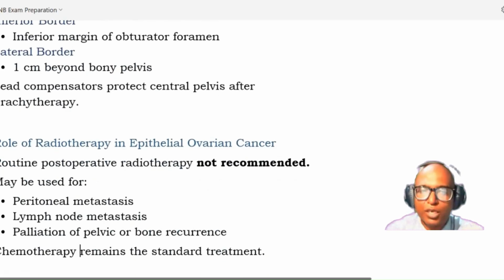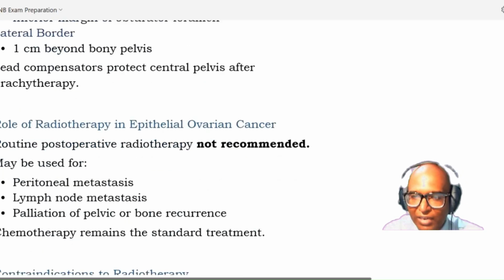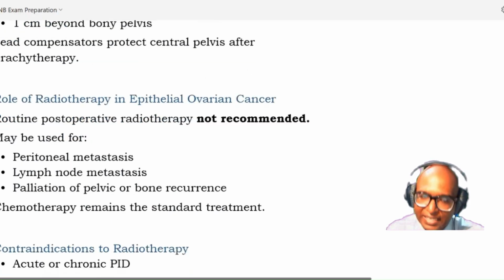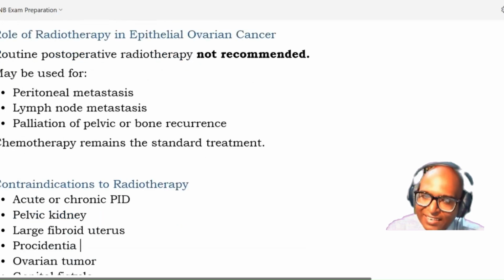Okay, then comes the role of radiotherapy in epithelial ovarian cancer. Generally, ovarian cancer is a surgical treatment. Routine post-operative radiotherapy is not recommended. After surgery, most of the time we give chemotherapy. So routinely not recommended, but it may be used for peritoneal metastasis, lymph node metastasis, or palliation of pelvic or bone recurrence. Chemotherapy remains the standard treatment.